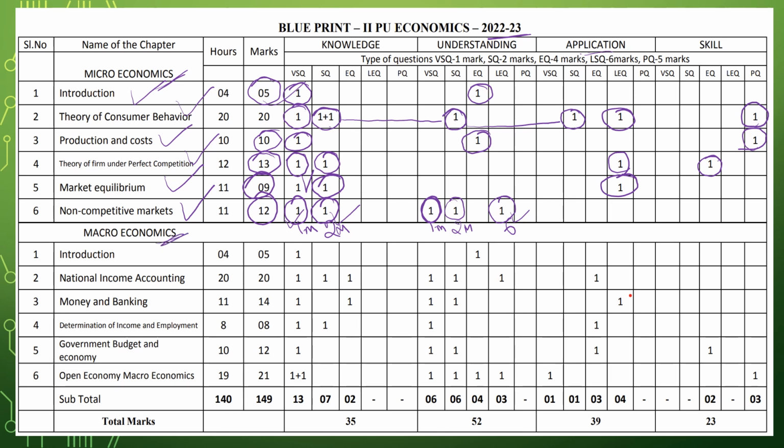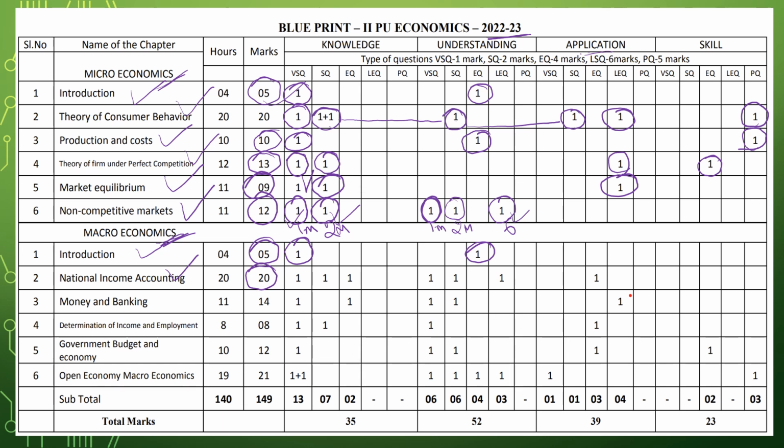And come to macroeconomics. From the introduction chapter, 5 marks is allotted, and from this one 1-mark question and one 4-mark question will be asked. And come to national income accounting, and here it is allotted 20 marks. It is also very important.